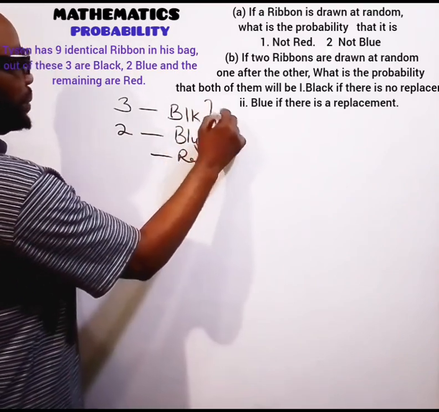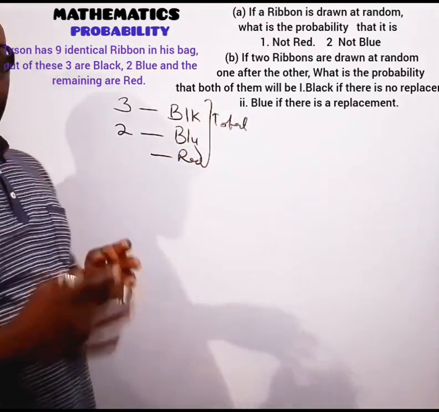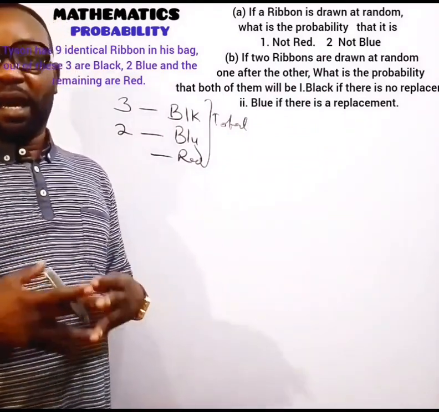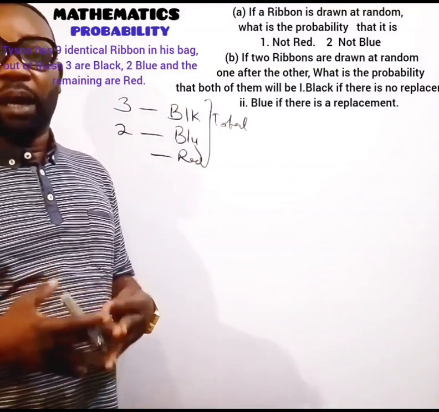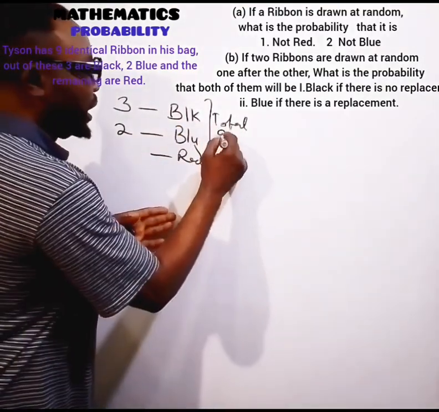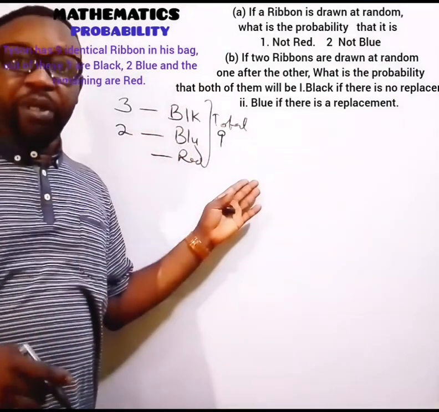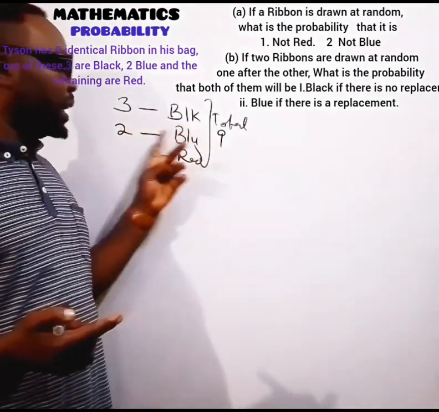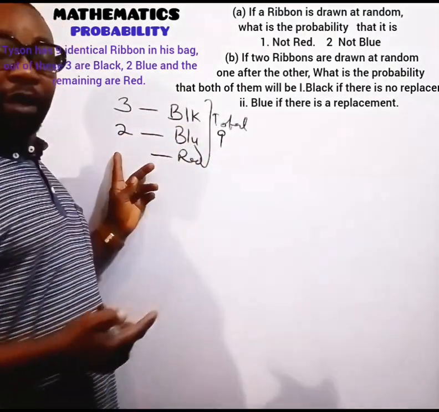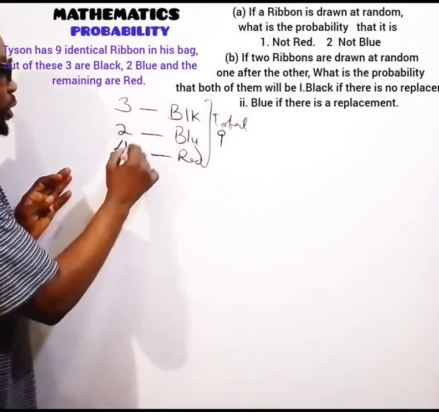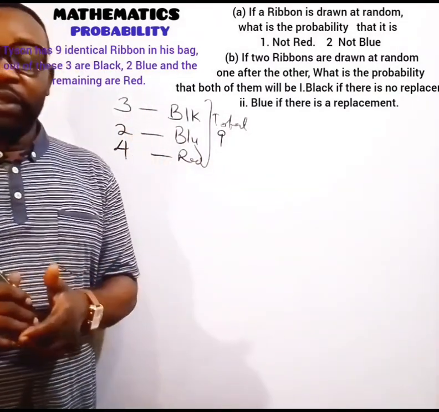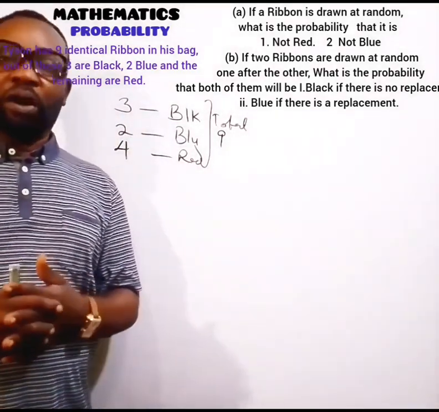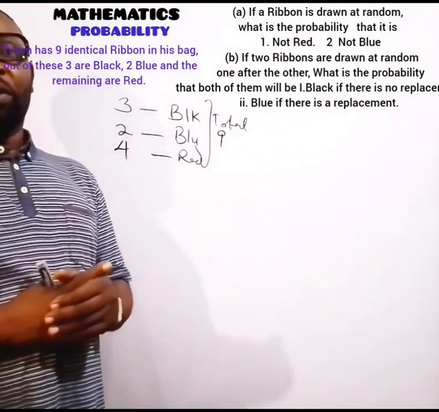Don't forget that the total number of balls shown to us earlier while reading the question is that Tyson has 9 identical ribbons in his bag. Now, of those 9 ribbons, 3 are black, 2 are blue. So the remaining ribbons will be red, which are 4. If you add everything together here, you're going to get 9. So now we have the total number of balls already.